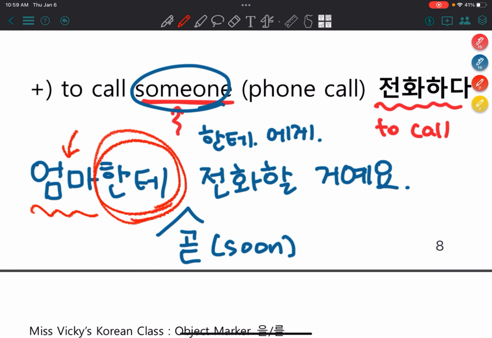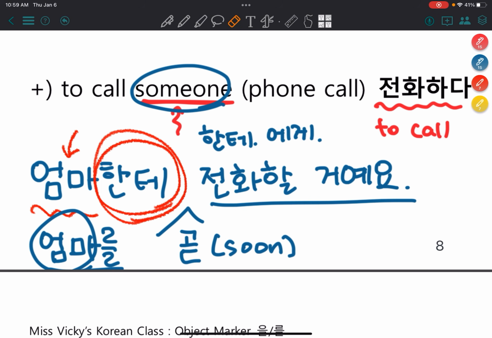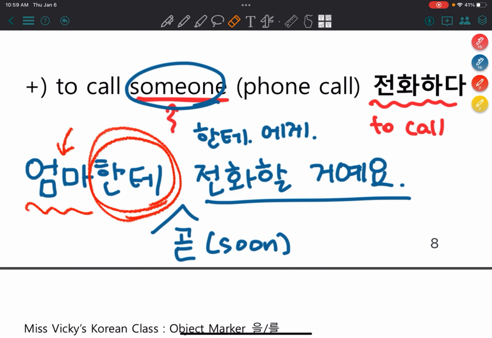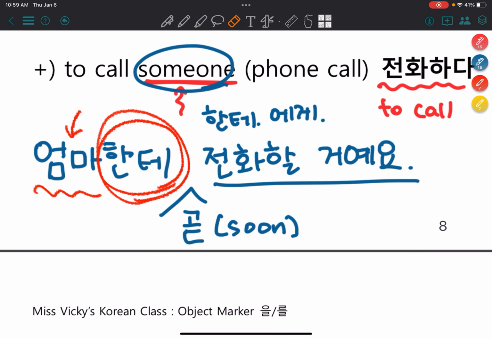because you're calling to mom, right? You're calling to mom. So you cannot say 엄마를 전화할 거예요, because 엄마를 전화할 거예요 would mean basically you're treating mom as a phone call, and that would be very weird, and that's completely different from what you would mean, right? So 엄마한테 전화할 거예요 would be the correct way to say it.